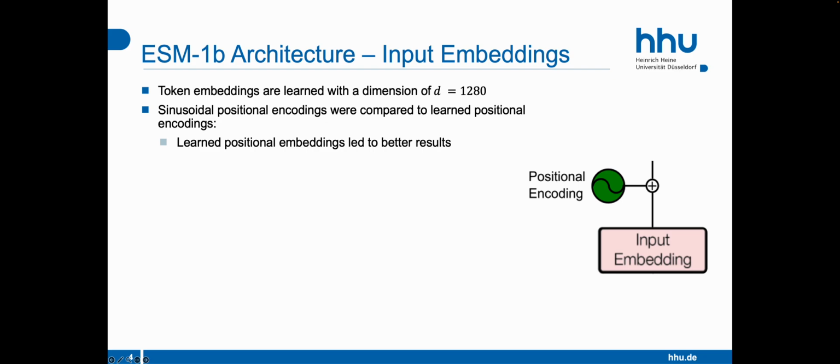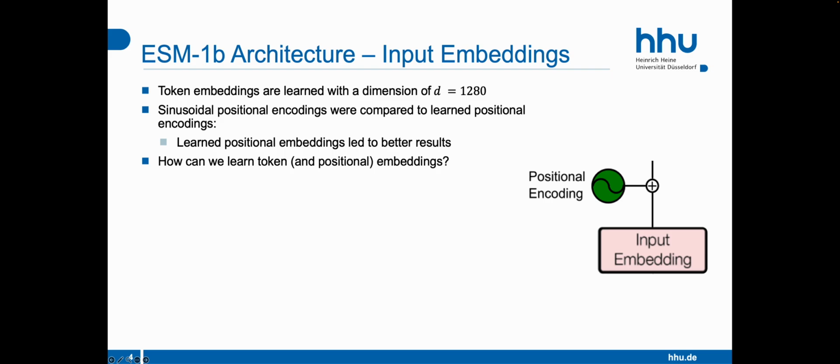For the positional encodings, the authors tested both learned representations and also the predefined sinusoidal positional encodings, but they found that learned positional encodings led to better results. As you know, the positional encodings need to have the same dimension as the token dimension, so they also have dimension 1280. But how can we actually learn token and positional embeddings?